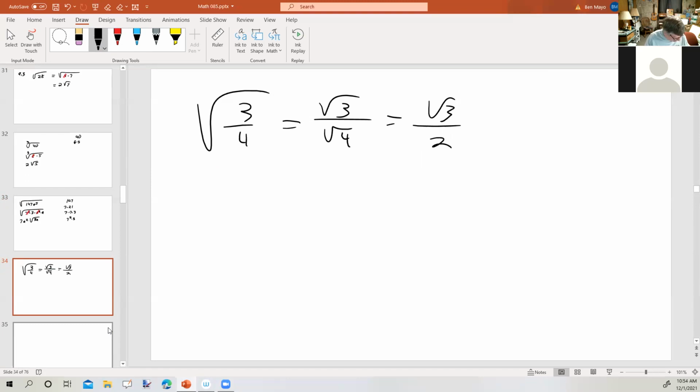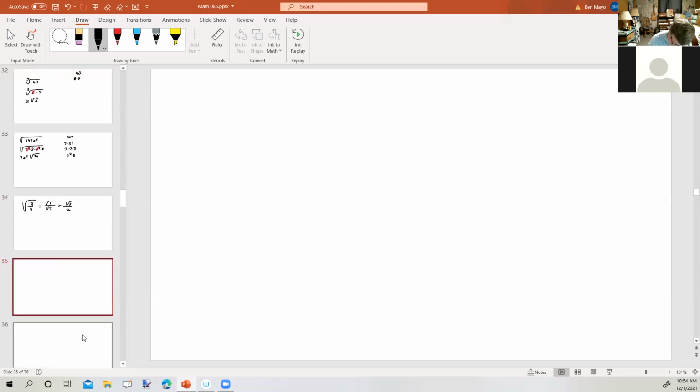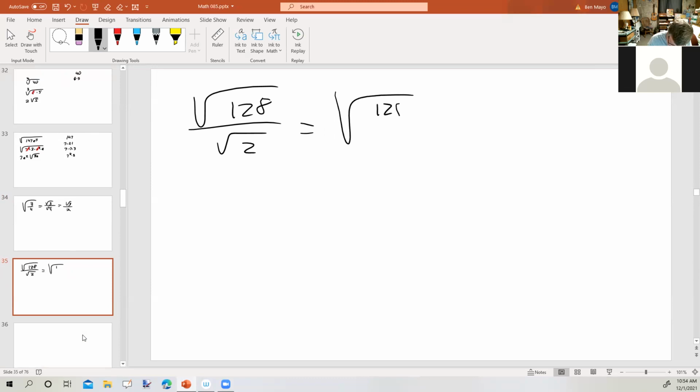Let's see here. I've got a square root over a square root. I can write it as the square root of the radicands and then reduce it if possible and get that. Simplify by combining like radicals.